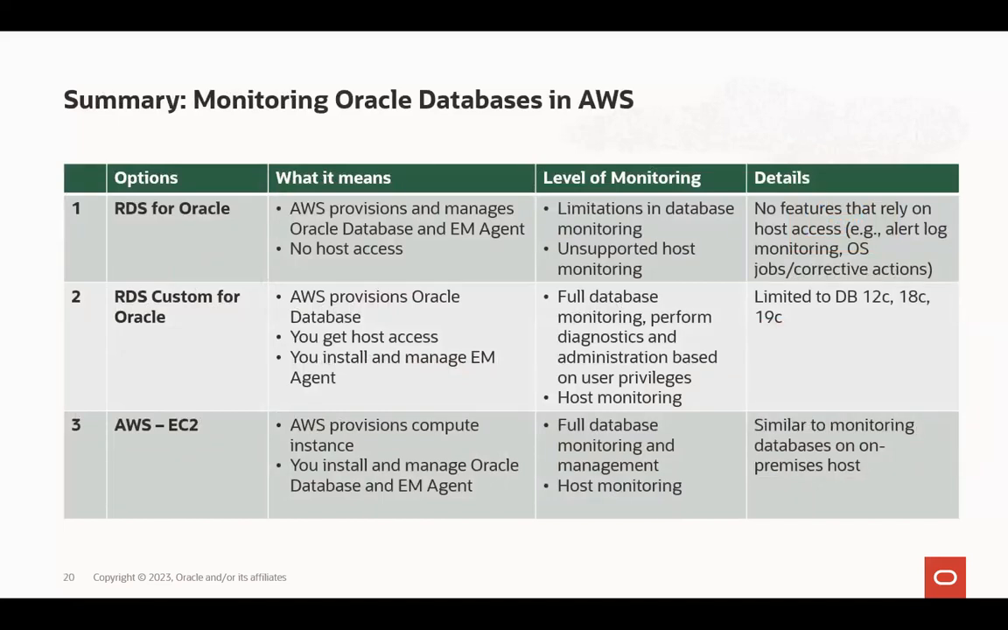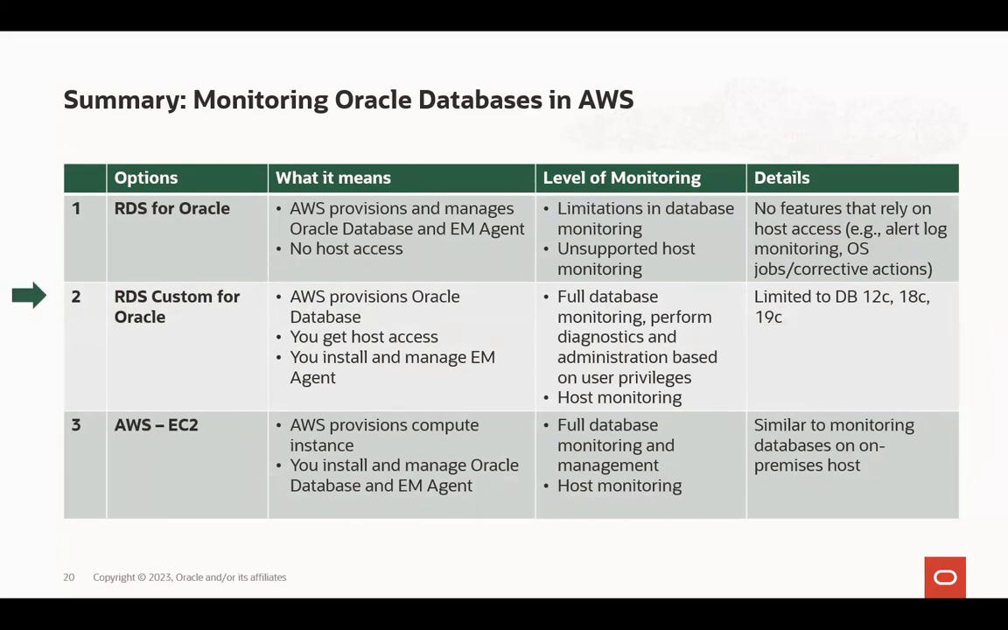Here's a summary of all of the options we've discussed. In RDS for Oracle, AWS provisions and manages the Oracle database and EM agent. There is no host access with this option. You'll be able to monitor this database in EM with some limitations. Features that require host access, such as alert log monitoring and OS jobs, are not supported.